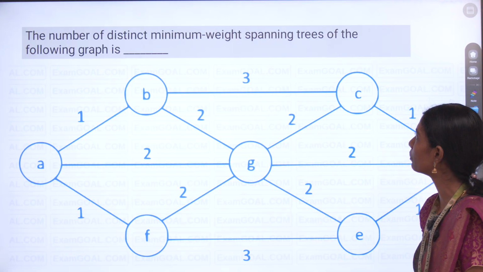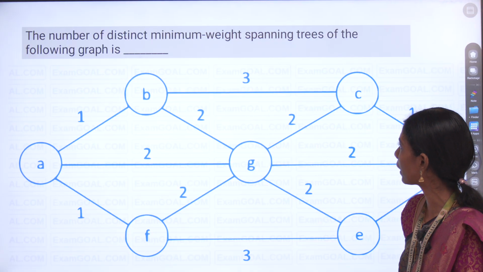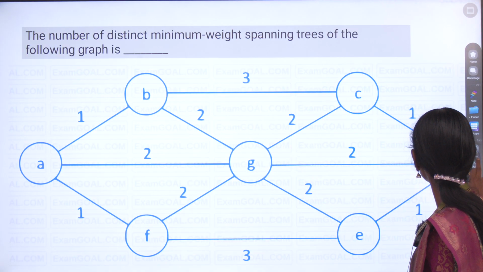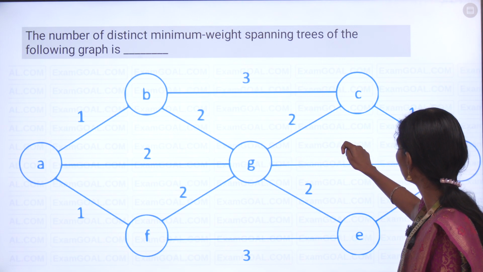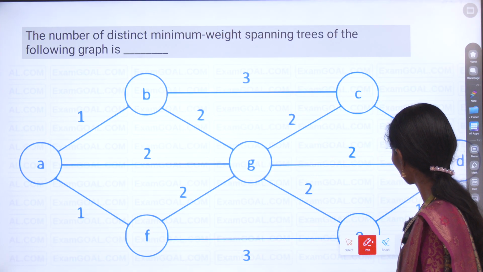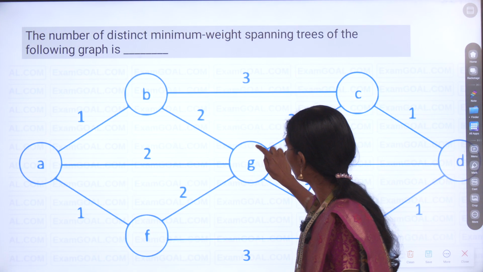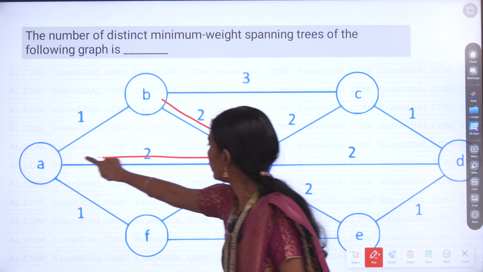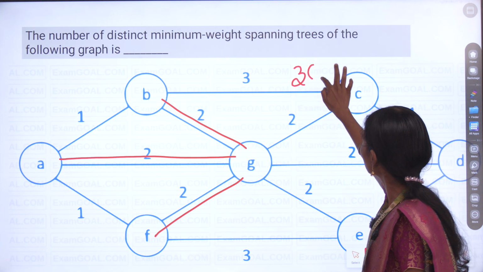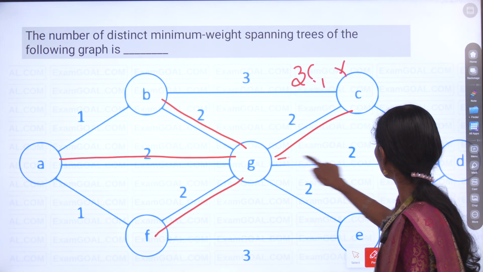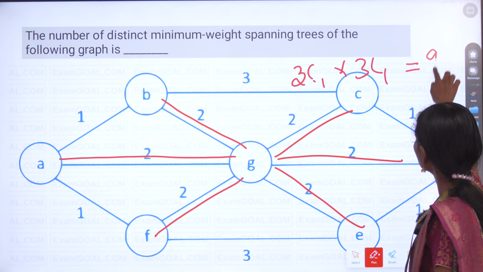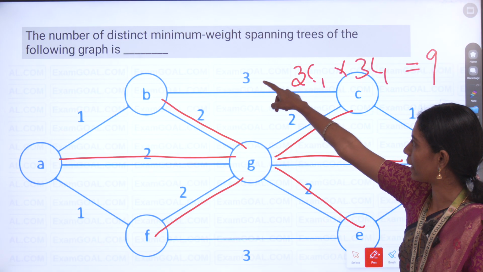The number of distinct minimum weighted spanning trees of the following graph. Here the graph contains 3 cycles: G to B, G to A and G to F. That means 3 cycles into another 3 cycles. The answer is 9, 3 into 3 is 9.